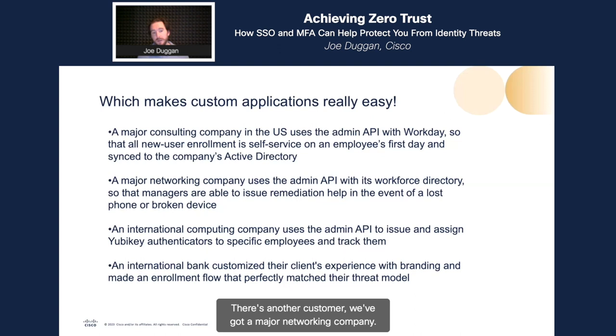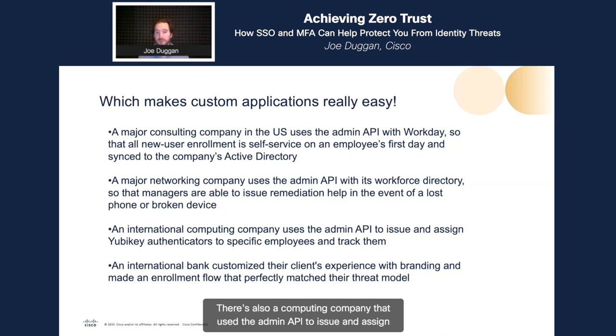There's another customer we've got, a major networking company, that uses the admin API with its workforce directory, so that managers are able to issue remediation help in the event of a lost phone or a broken device. Again, this is something that comes up relatively often. People drop their phone, they lose their phone, they forget about it and go swimming and it's in their pocket. Depending on how they've established their system, they may not have a backup authentication method. And you don't want to just open that to the world, but it can also drive up help desk costs. And so this company has brought the management team and the org structure into that to enable a faster, easier, less expensive remediation.